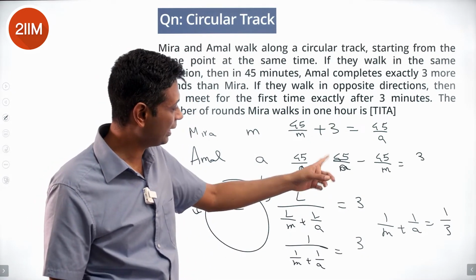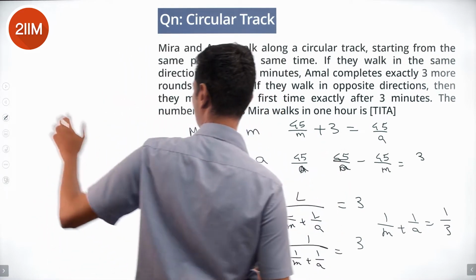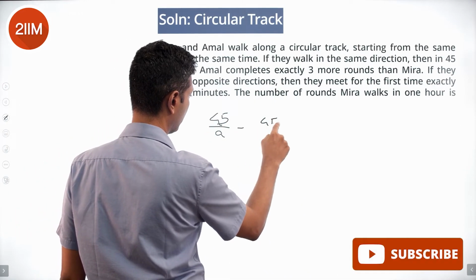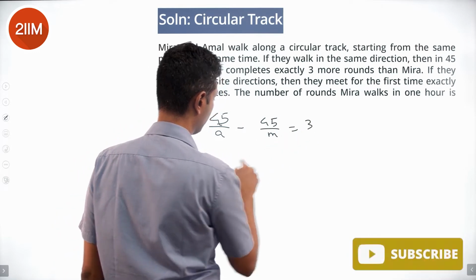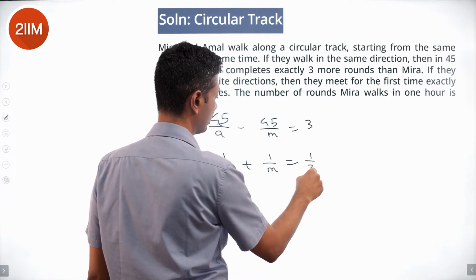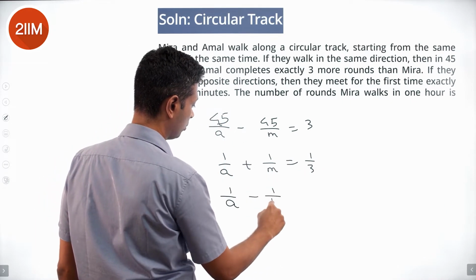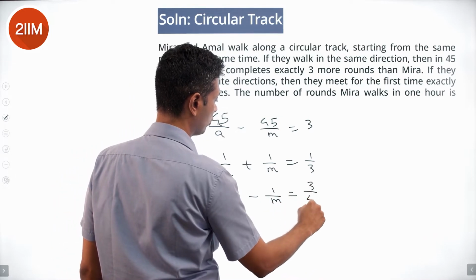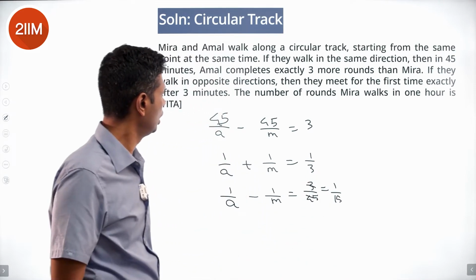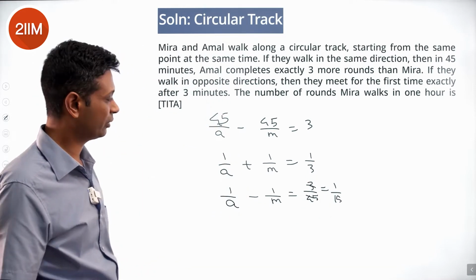We'll write these two equations down. 45 by a minus 45 by m equals 3. 1 by a plus 1 by m equals 1 by 3. This I'm going to rewrite as 1 by a minus 1 by m equals 3 by 45, which is 1 by 15. The number of rounds Mira walks in 1 hour is how much? So we want to find m.